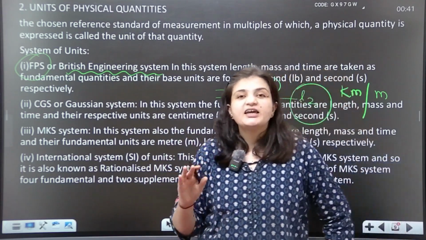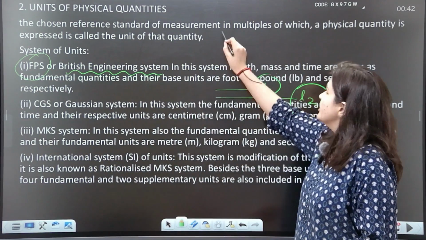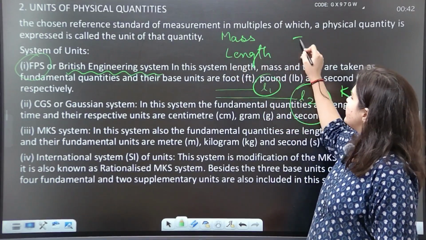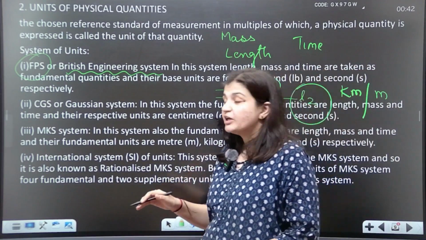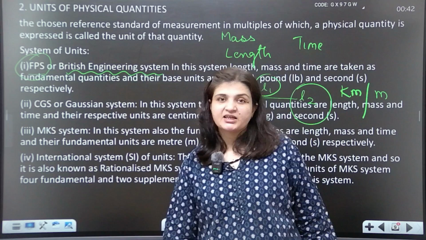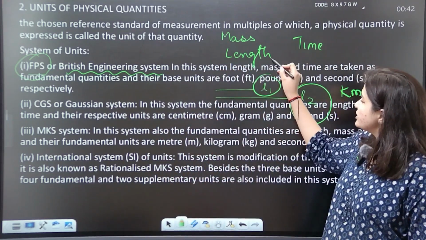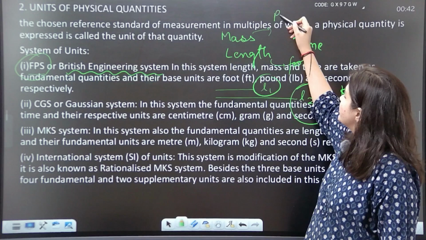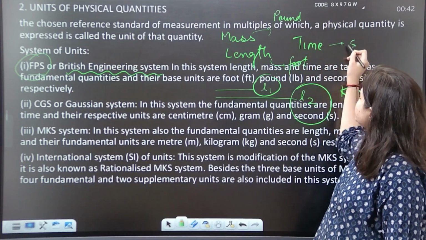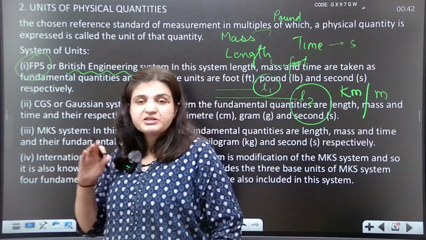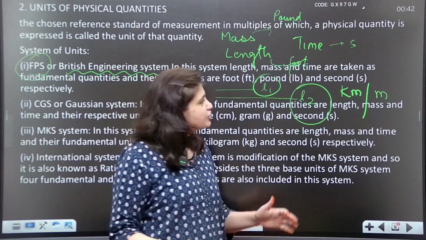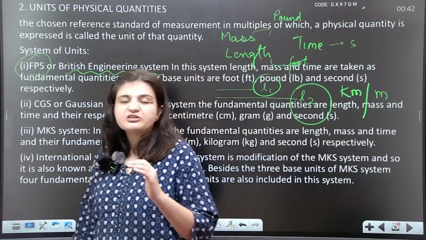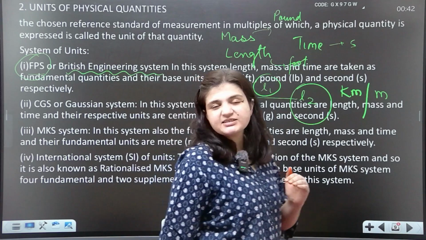We know that there are three fundamental quantities: mass, length and time. Now if we talk about FPS, then F is foot, which is length, P is pound, which is mass, and S is second, which is time. Time is the duration to perform a task. So in the FPS system we have the foot, pound and second. That is the British system.